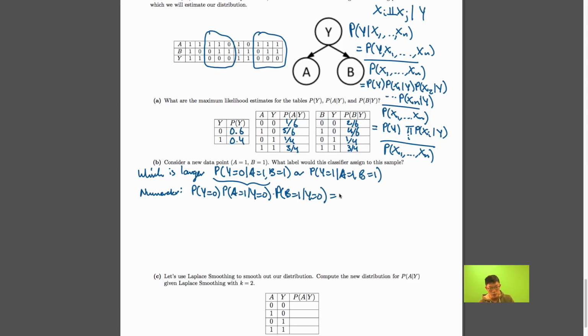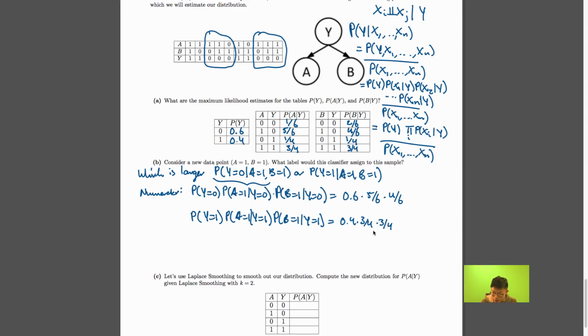Luckily, all these values we know because we can just look at our maximum likelihood estimates from the data. We estimated that this is 0.6, this is 5/6, and this is 4/6. Now for part 2, the numerator is the probability that y is 1 times the probability of the data given that y is 1. In this case, this would be 0.4 times 3/4 times 3/4.